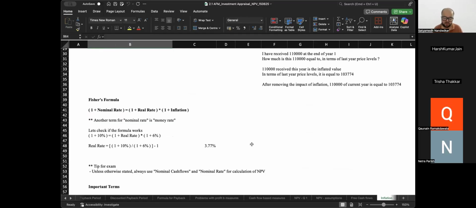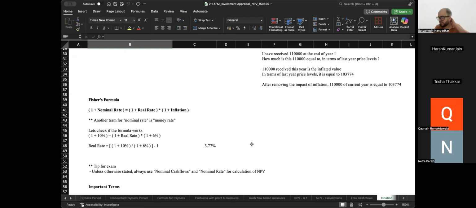What are nominal cash flows? The actual amount that is hitting your bank account or the actual amount that is going out of your bank account. And whenever you are using the nominal cash flows, you should also make it a point to use the nominal rate. How do you calculate the nominal rate? 1 plus nominal rate is 1 plus real rate into 1 plus inflation. Now, the real rate will be given to you in the question and the inflation rate will be given.